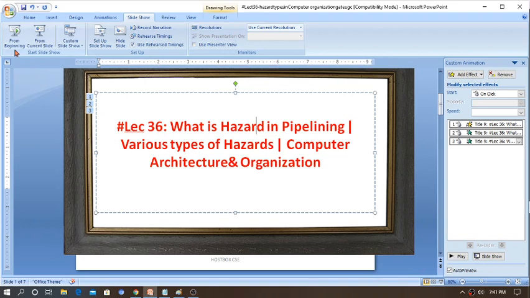This tutorial will definitely help you clear GATE, UGC NET, and any kind of competitive, college-level, and university exams. Let's go for the session today.